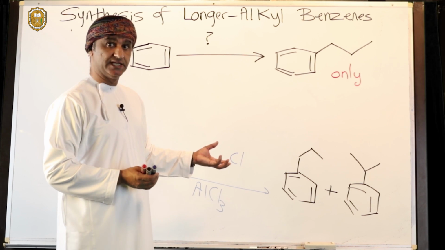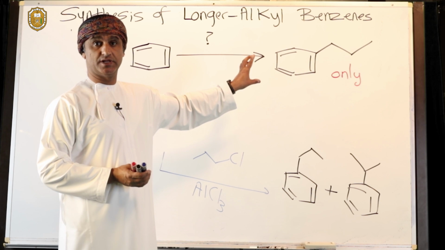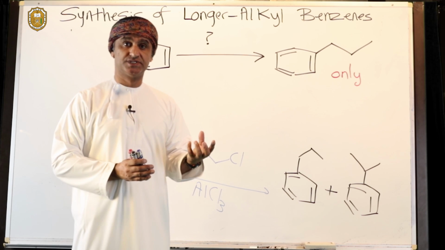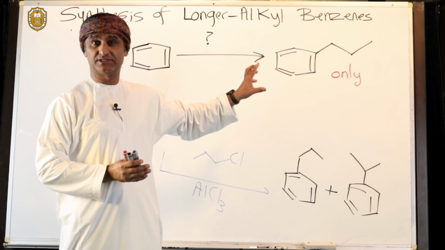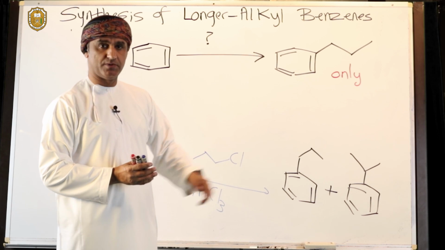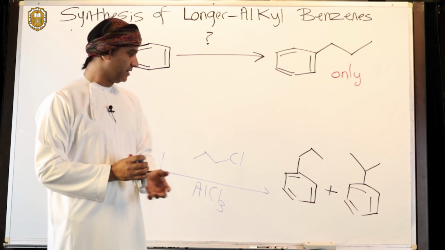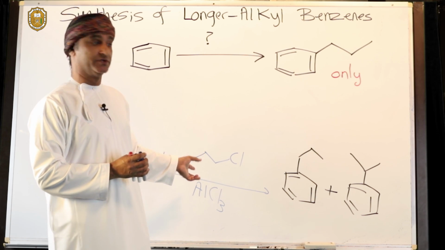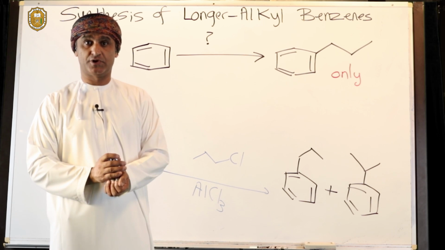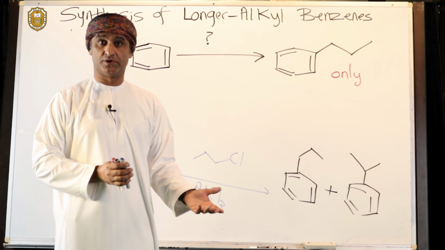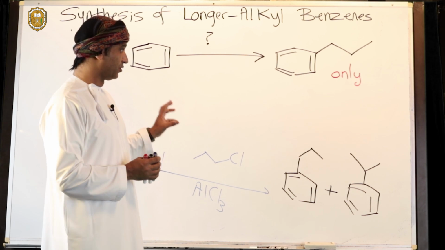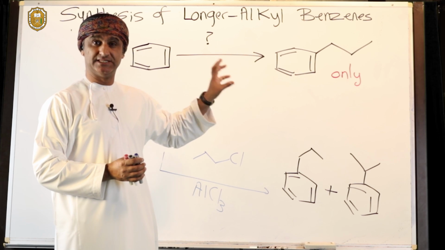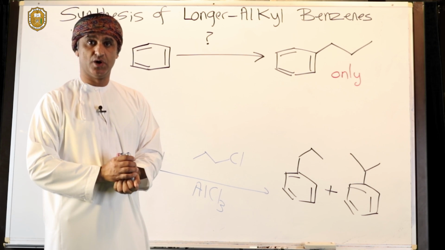But the question is, if we want propyl benzene as the only product, what synthetic route should we use in order to get that product and that product only, without the isopropyl benzene? The answer is that we should not do Friedel-Crafts alkylation, because if we do, that's exactly what we get, a mixture of two products. So there has to be another way, which would give us the desired and only targeted product.